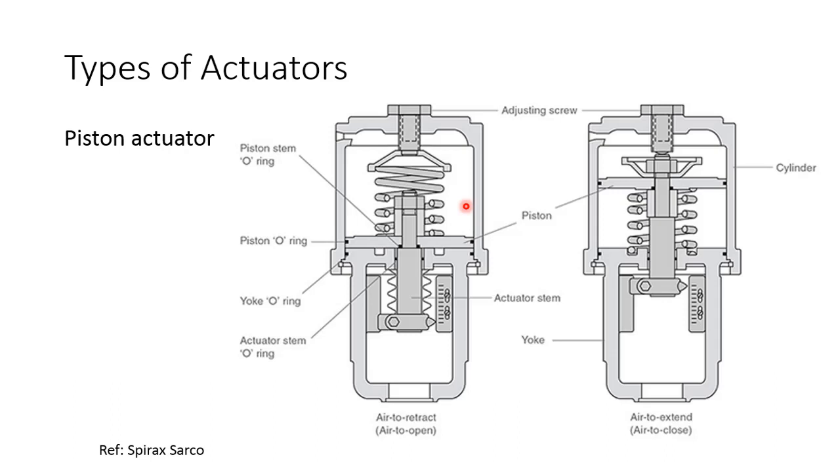Here we will see there are two types of piston actuator. One is air to open and one is air to close. The main reason for this piston actuator is that if the valve requires much higher thrust as compared to what a diaphragm actuator can provide, this actuator can be used. Primarily used for higher size and higher rating valves. As you can see, configuration is exactly opposite. This piston is on the top side here, and this on the bottom side.